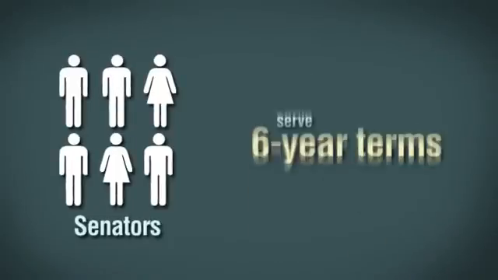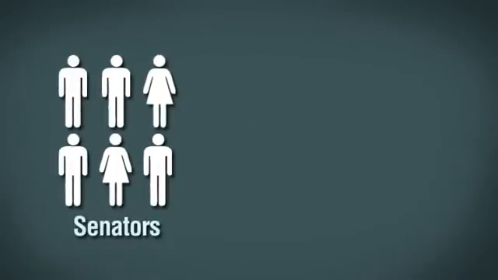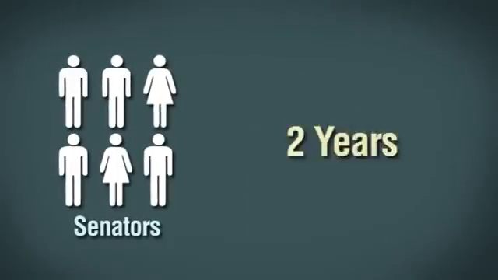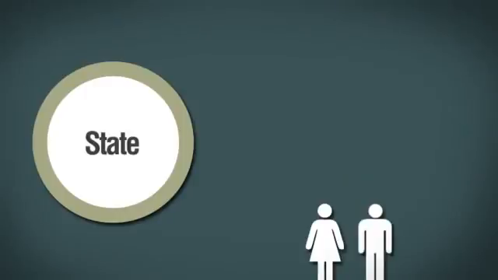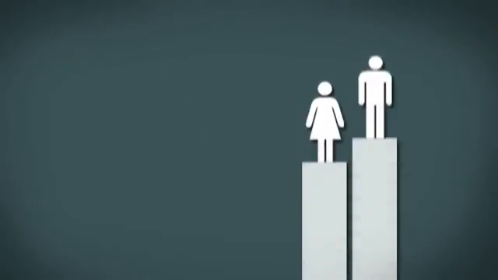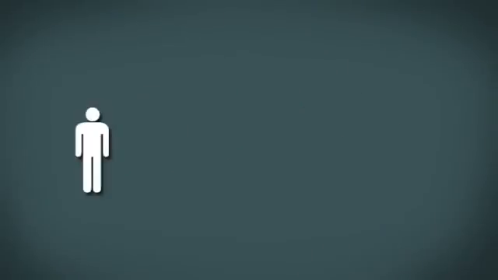Senators, like members of the House of Representatives, are also elected to their seats by the public. Senators serve 6-year terms, and elections are staggered, so every 2 years, a third of the senators run for re-election. Each state is represented by 2 senators, regardless of its population. And again, the first past the post voting system is used, so the candidate with the most votes wins.